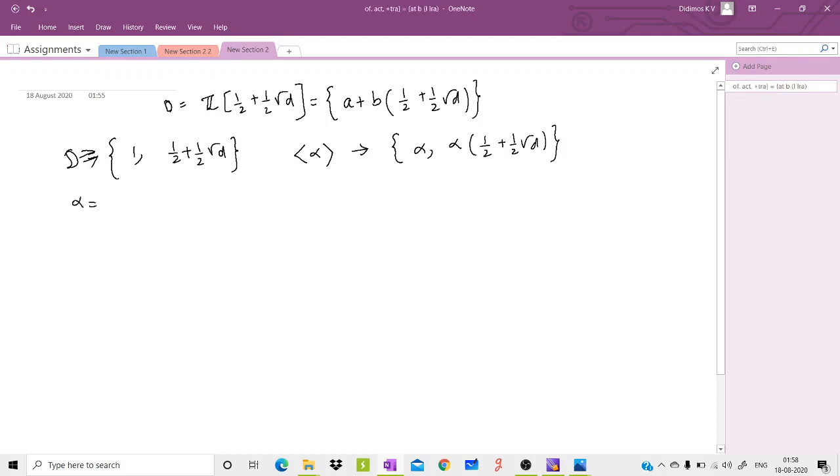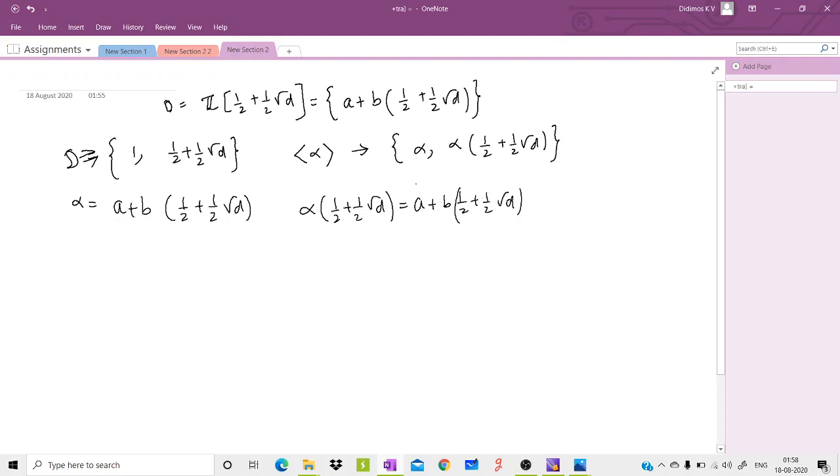Now an arbitrary element of this Z[1/2 + 1/2 √d] is a + b times (1/2 + 1/2 √d). Then if we take alpha in this manner, what is alpha times this? Alpha times (1/2 + 1/2 √d) is (a + b(1/2 + 1/2 √d)) times the same quantity (1/2 + 1/2 √d).